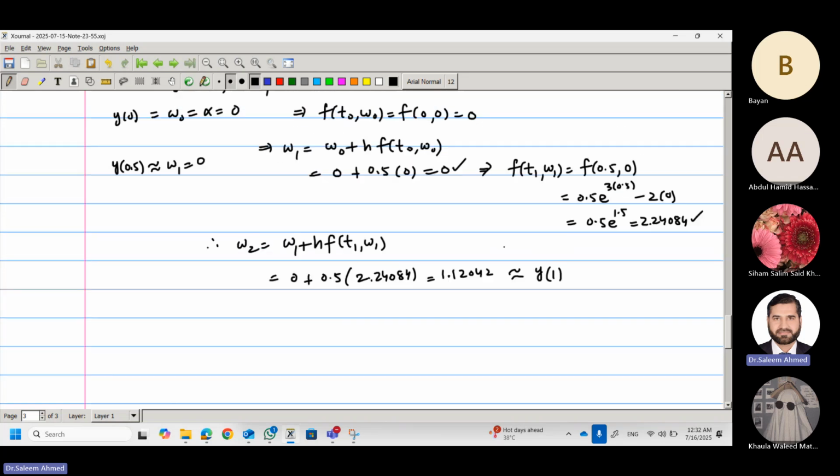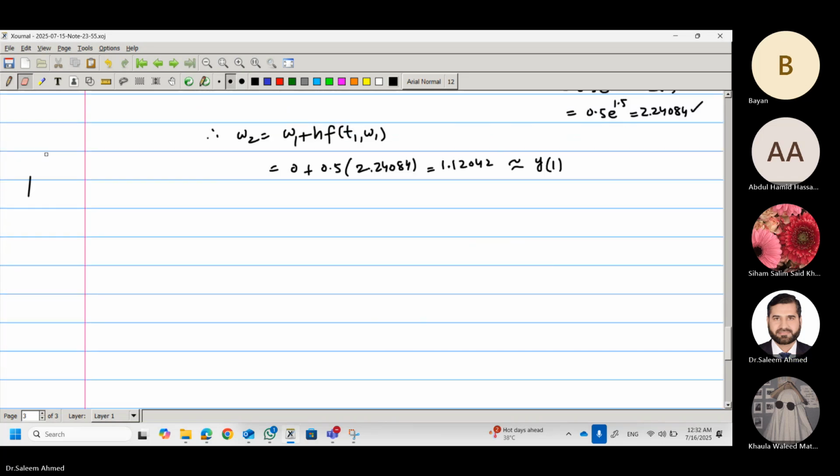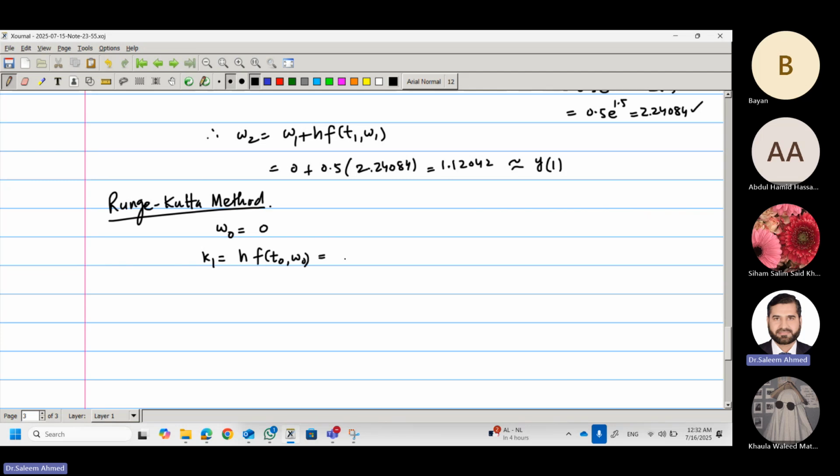If you use the Runge-Kutta method for the same question, then I will start with the same W naught equal to alpha, which is 0. But then I will calculate K1. K1 is H of f of T0, W0, which I calculated above. F of T0 is 0, W0 is 0, and that gives me 0. H is 0.5.